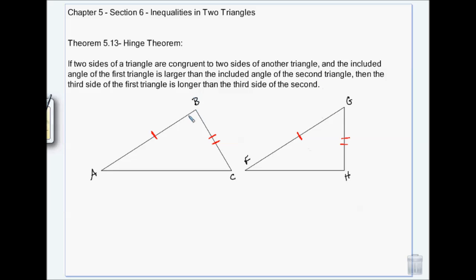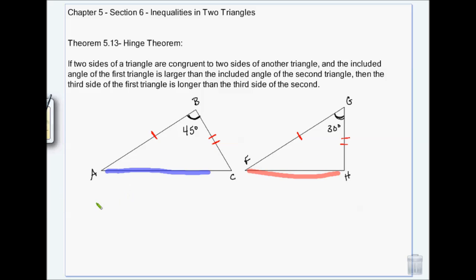If the included angle, the angle that comes between the two sides, of the first triangle is larger than the included angle of the second triangle, so I'm just going to give them random numbers, say this one's 45 degrees, maybe this one is 30, 45 larger than 30, then that tells me that this third side, those are the third sides, this one will be bigger than this one.